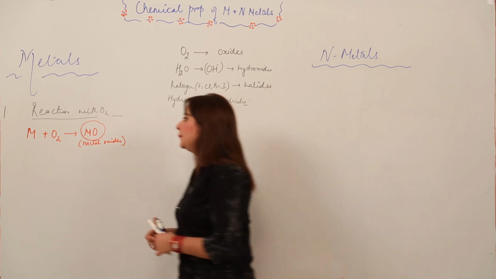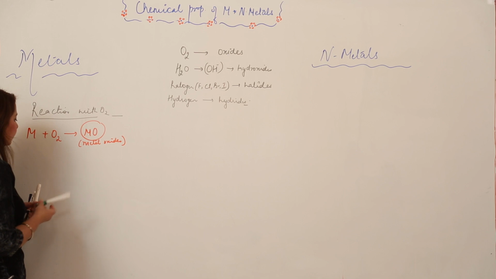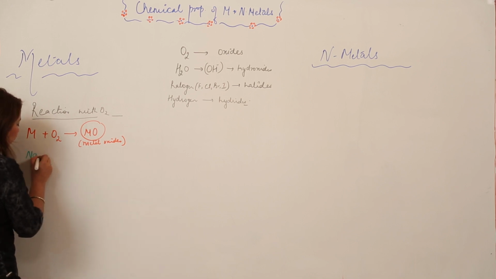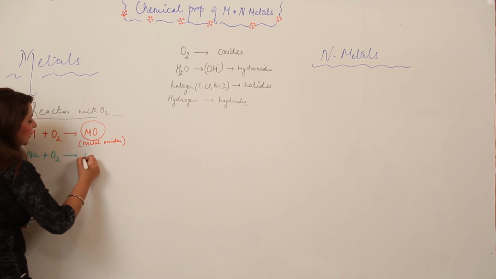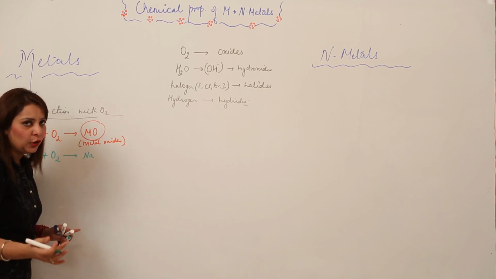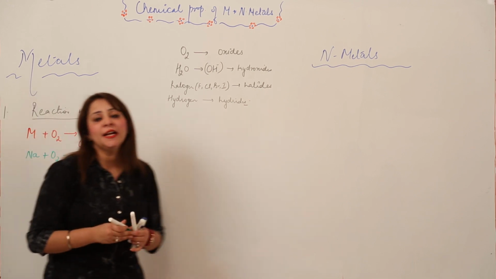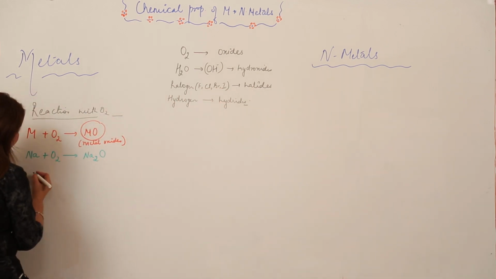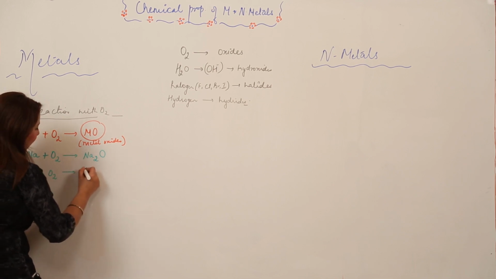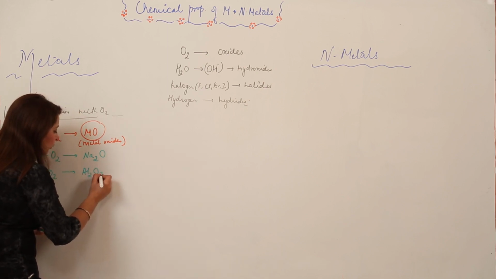For example, suppose I have the sodium metal, which is denoted by Na. If I react it with oxygen, it will lead to the formation of sodium oxide with the formula Na2O, right? Now if I take the example of aluminium, I react it with oxygen and I get aluminium oxide, obviously, but the formula is Al2O3.